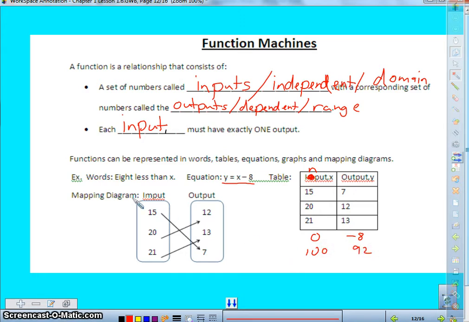Now, mapping diagram. This one's pretty cool. You just list your inputs, and then you put an arrow over to your outputs. The cool thing about this is it's very visual, and it lets you see that 15 goes here. If there was another output for 15, it would have another arrow going that way, and then it wouldn't be a function because it can only have one output.